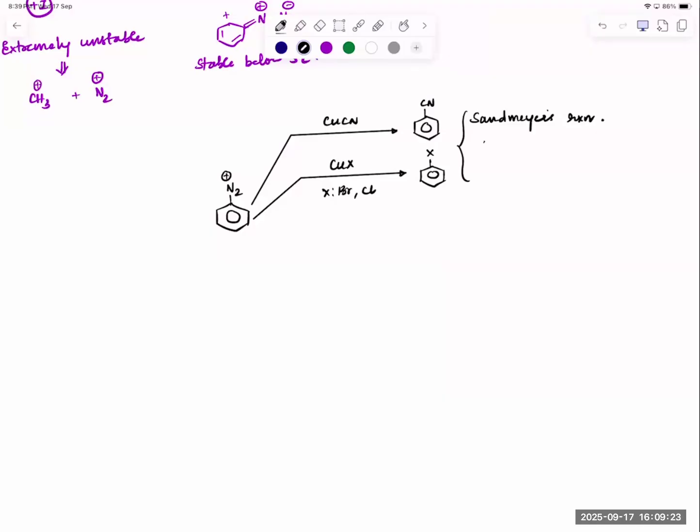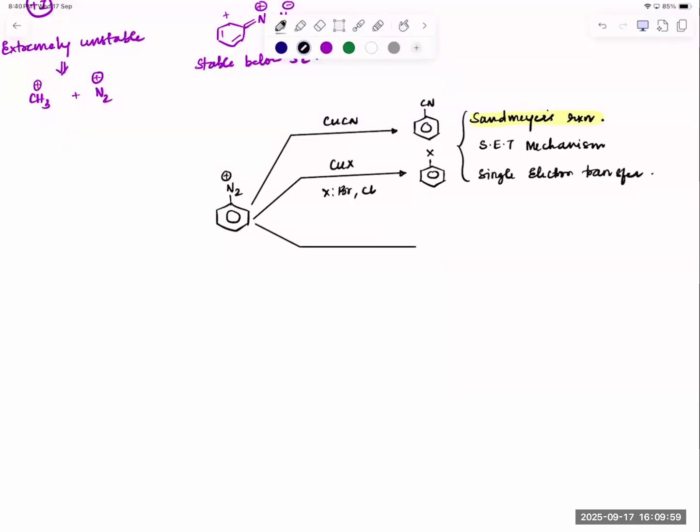In Sandmeyer's reaction, you will see that the SET mechanism is observed. SET means single electron transfer, and single electron transfer implies that there is a radical formation. So due to that radical formation, you'll get these products. So remember the name: Sandmeyer's reaction. You will get cyanobenzene or you can get halobenzene.